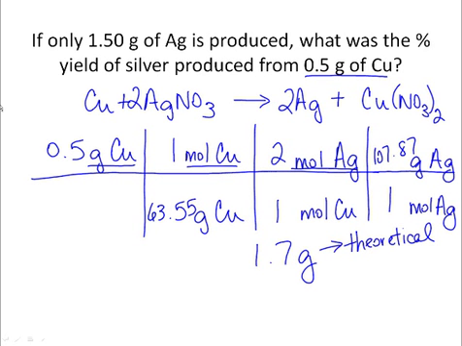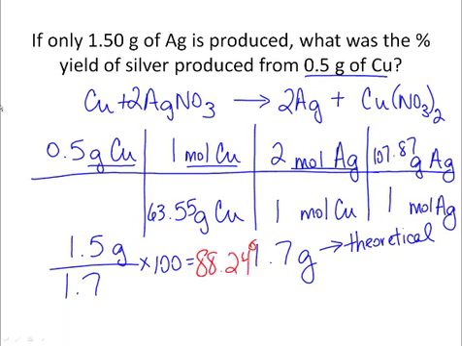So when you want to calculate your percent yield, when you look at the problem, it says if only 1.5 grams of silver is produced. So that was what was produced in the lab. That's going to be your actual. So when you're going to be plugging this information into your equation, it's going to look like this. Your actual, which is 1.5 grams, divided by your theoretical, which we just calculated, 1.7 times 100, and you will be getting a percent yield of 88.24%.